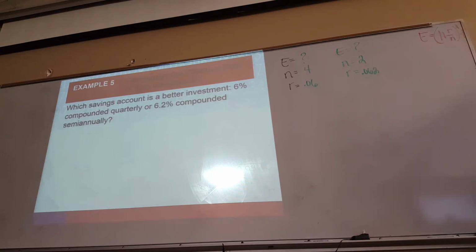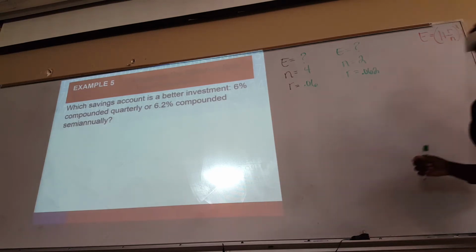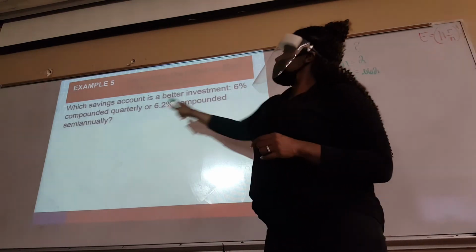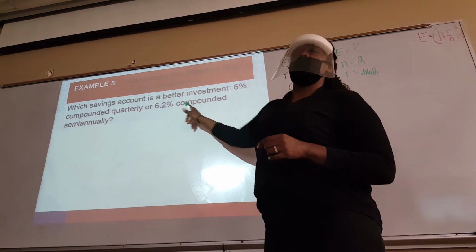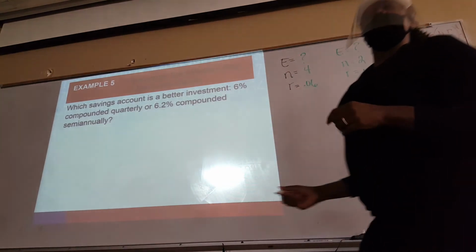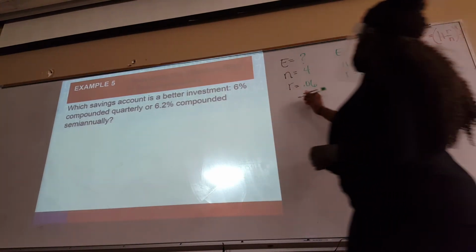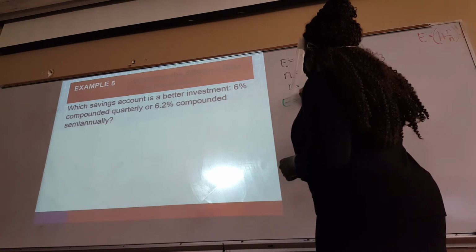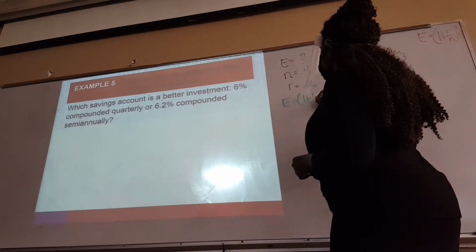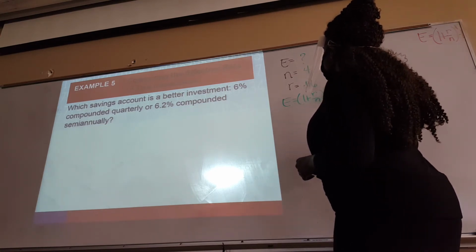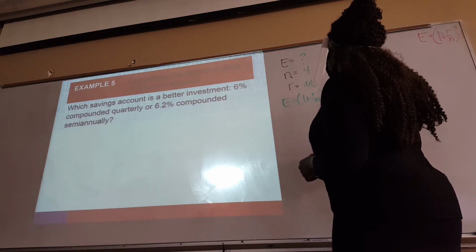Semi-annually 2? Wait, so we do two different ones? Oh, well, because it's asking you to compare 6% quarterly or 6.2% semi-annually. So that means if we come over here, we have E is equal to 1 plus r over n, raised to the n power, minus 1.